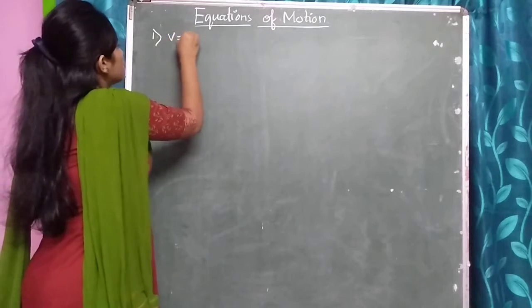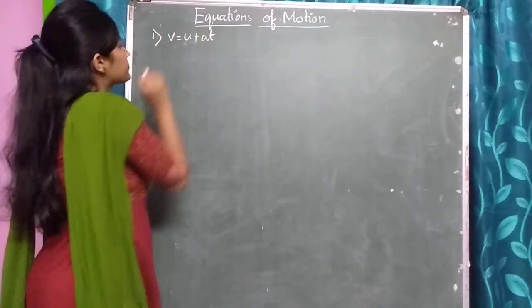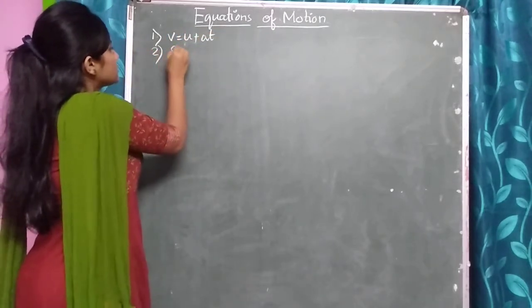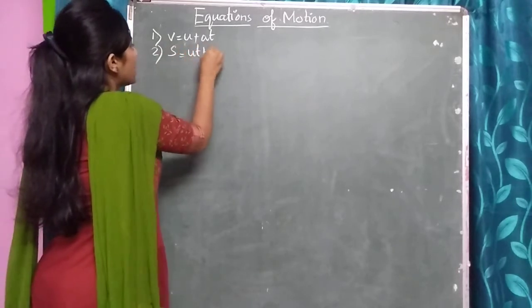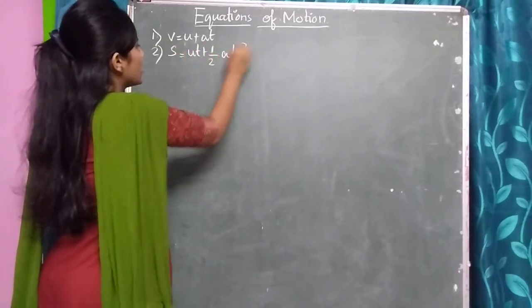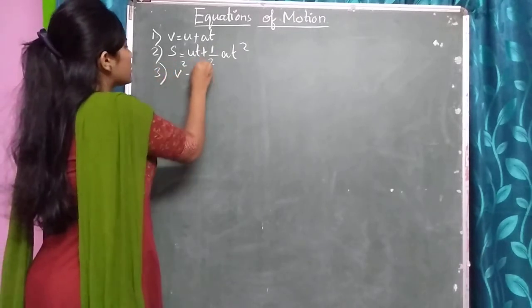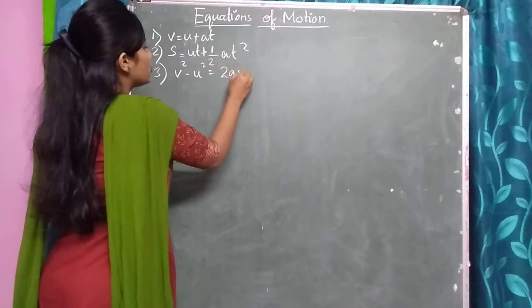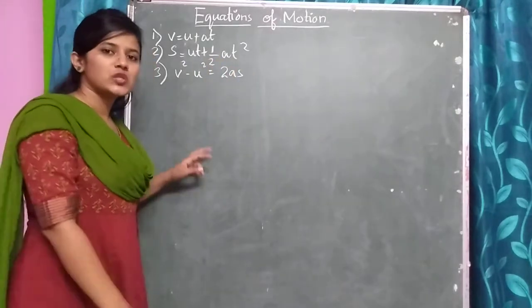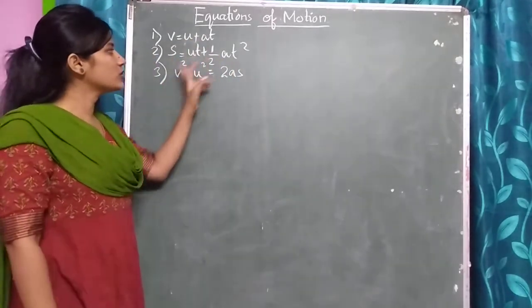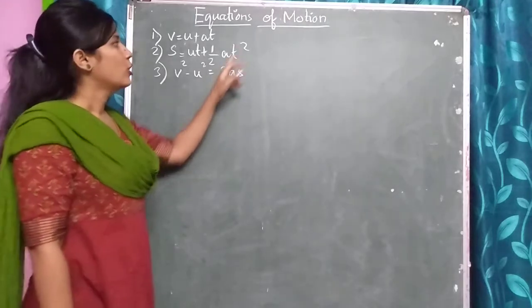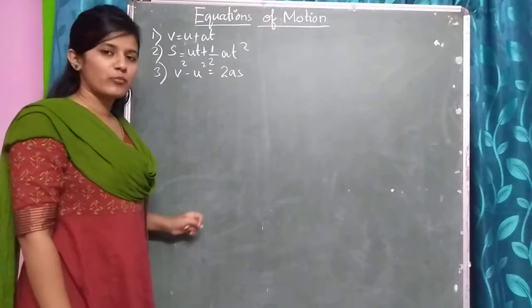V is equal to U plus AT. The second one is S is equal to UT plus half AT square. And the third one is V square minus U square is equal to 2AS. So see, these are the equations which represent the motion of a body.